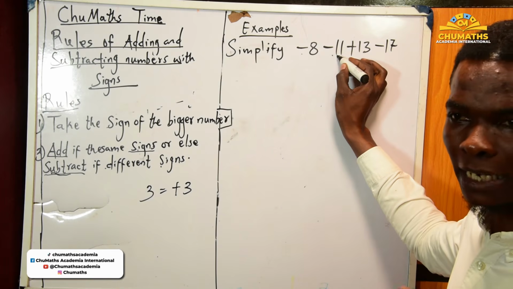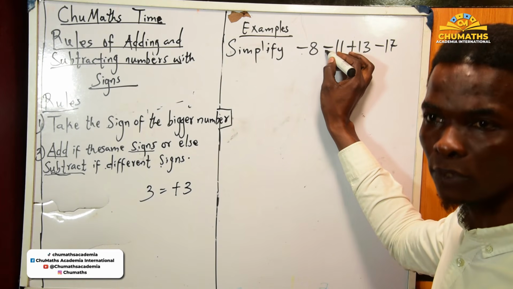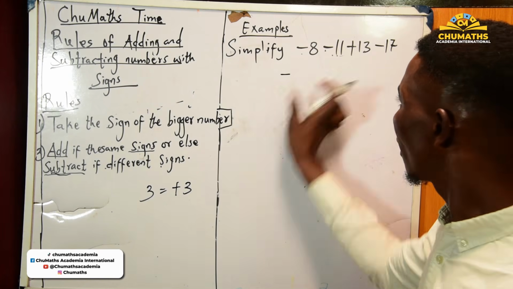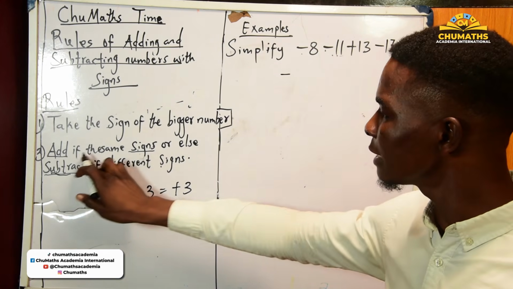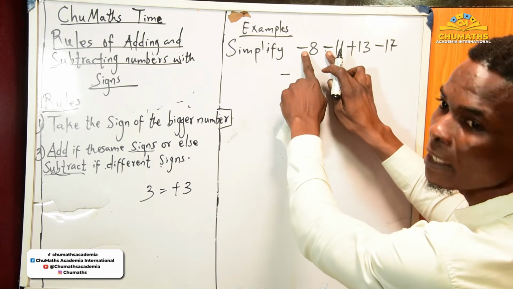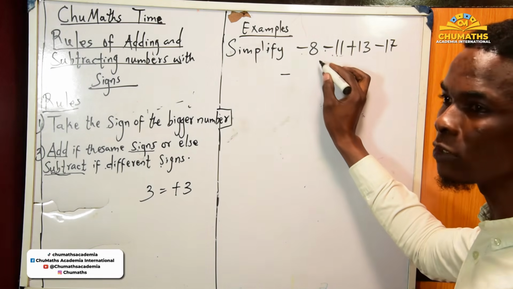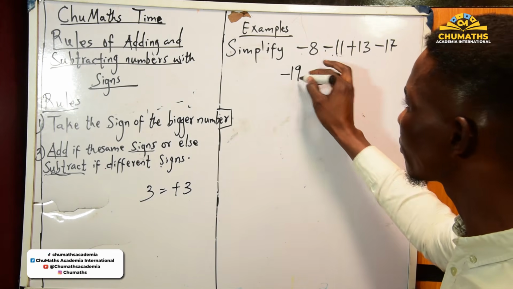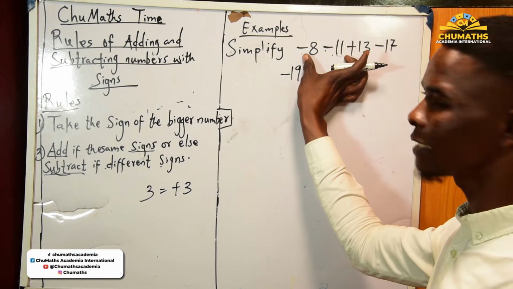11. And what is the sign there? The sign is always before it, which is what? Minus. So I pick minus. Then I look at these two signs: add if the same sign. So I look at these two signs, are they the same? Yes. So what do I do? I add the two numbers. 8 plus 11 gives me what? 19. So these two answers have been gotten.